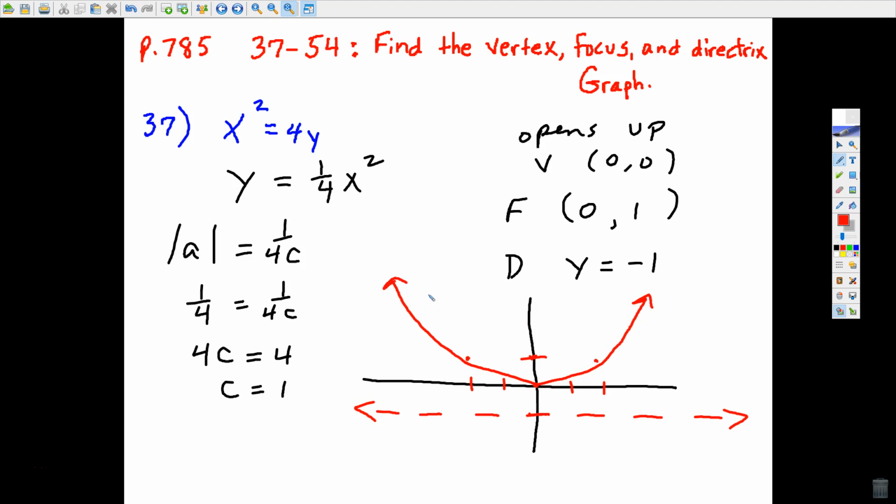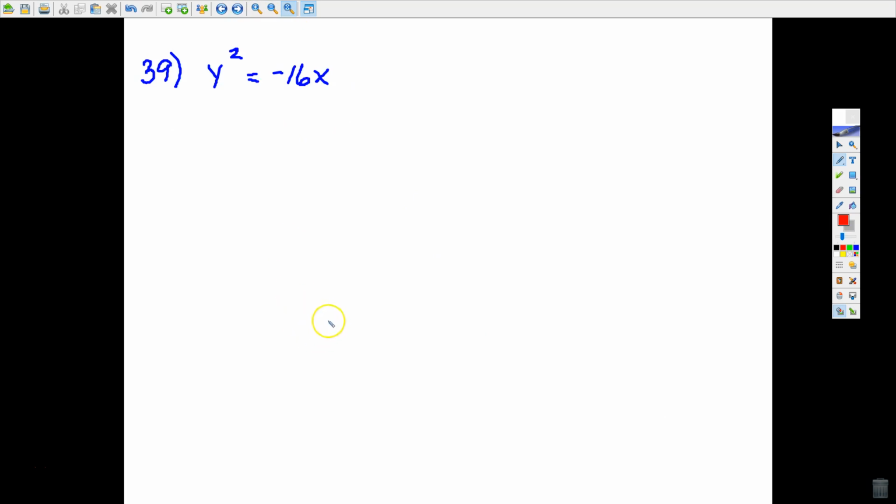And that's pretty much going to be the routine for these equations where the vertex is at the origin. And you can always know that, again, if you don't see any plus or minus in the original equation, you know that the vertex has to be at the origin. Okay, let's try this one.